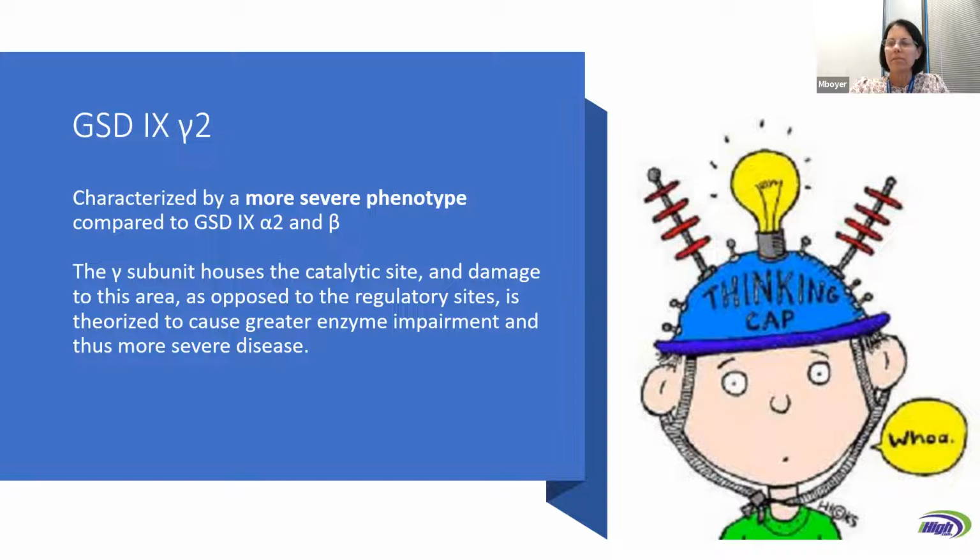The mystery of the disease disparity between the various GSD IX subtypes is thought to be due to the function of the gene. The gamma subunit houses the catalytic site, and damage to this area, as opposed to the regulatory sites, is theorized to cause greater enzyme impairment and thus more severe disease.